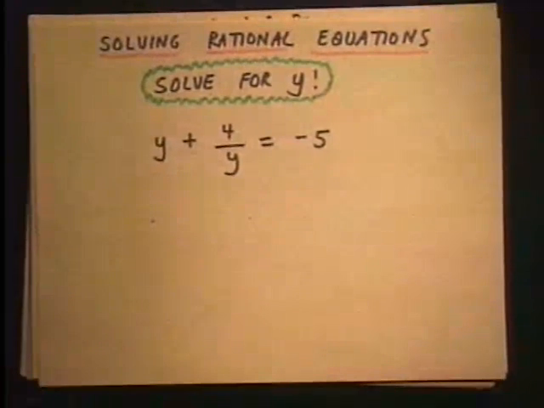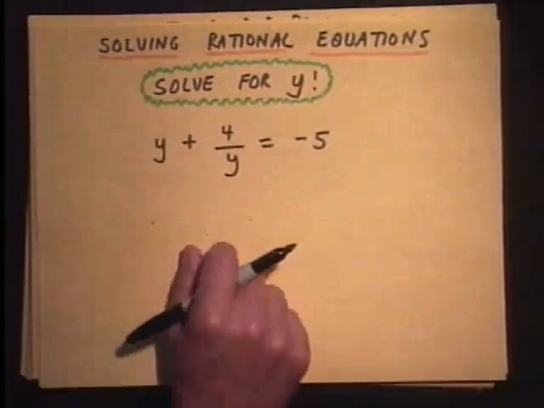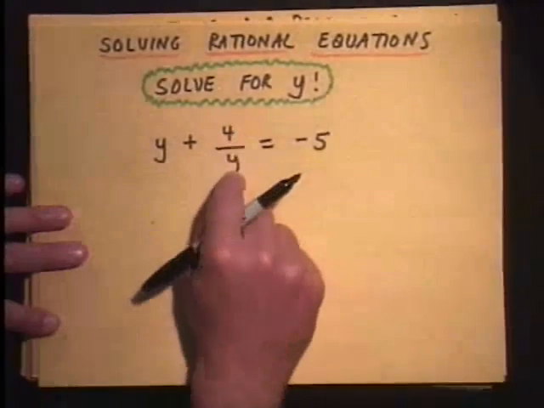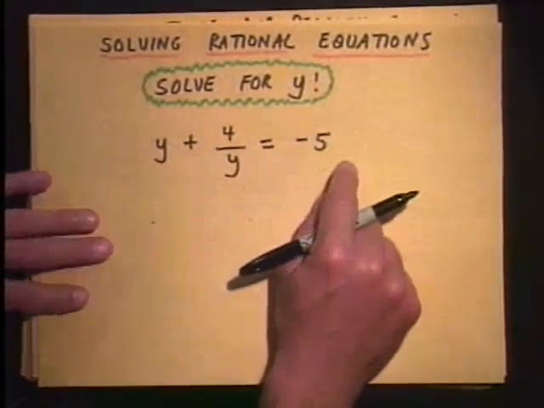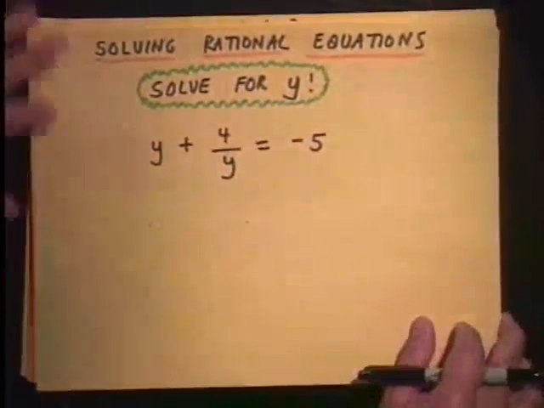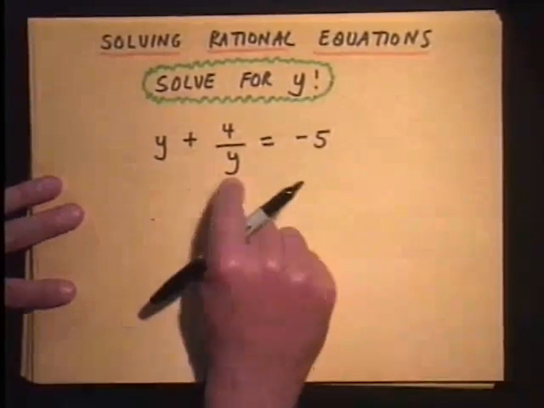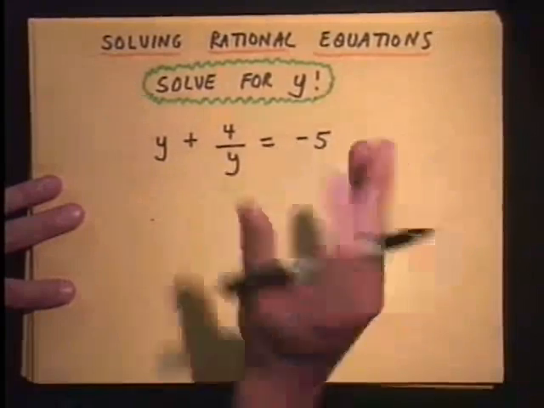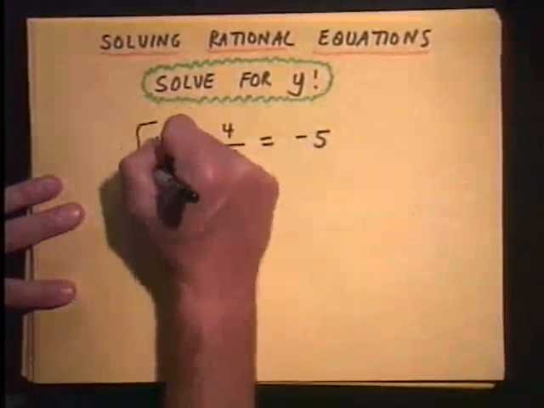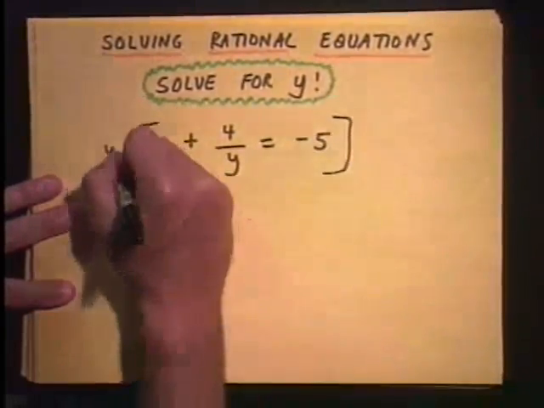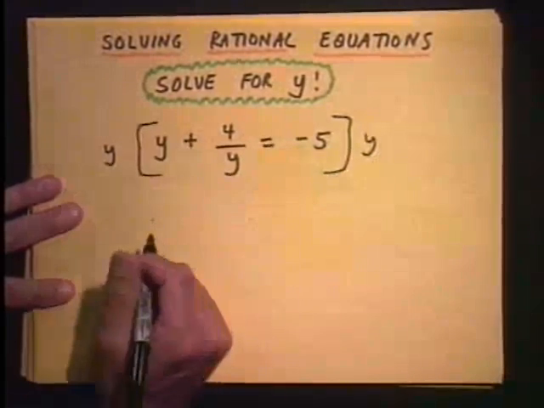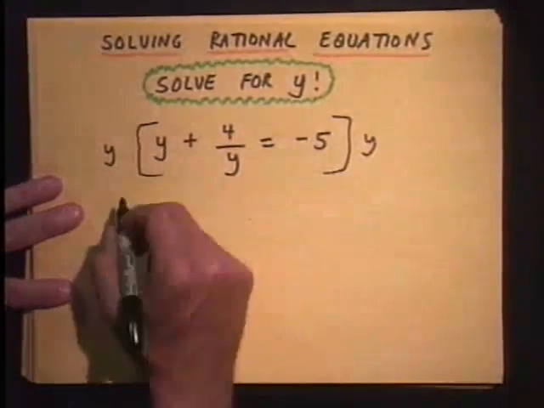Solve for y. All right, so here we have y plus 4 over y equals -5. Now, what could be the common denominator? Well, I kind of like this one because not only is it the common denominator, it's the only denominator. So we're going to go ahead and multiply everything through by the common denominator y. All right, so let me go ahead and write that out.